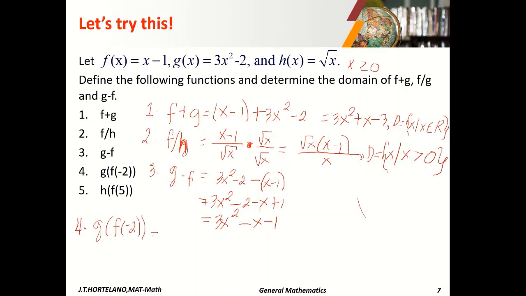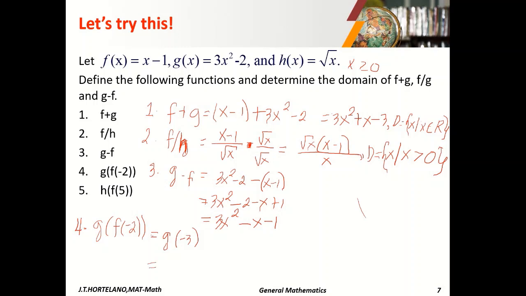Ayan. So, anong ibig sabihin yan? So, gagamitin natin dito, we need to use the function g. Okay? G. And then, plug in. Evaluate using f of negative 2. So, pwede mong gawin, you can first evaluate the f of negative 2. So, f of negative 2 actually is negative 3. Okay? So, therefore, g of f of negative 2 can be replaced by g of negative 3.